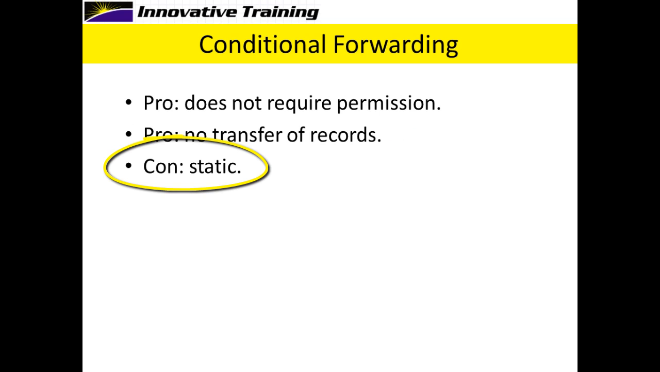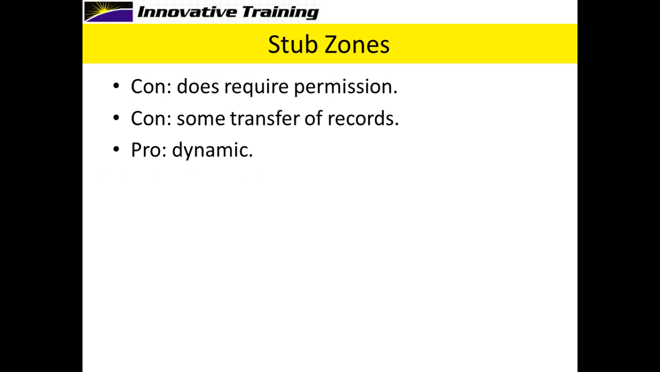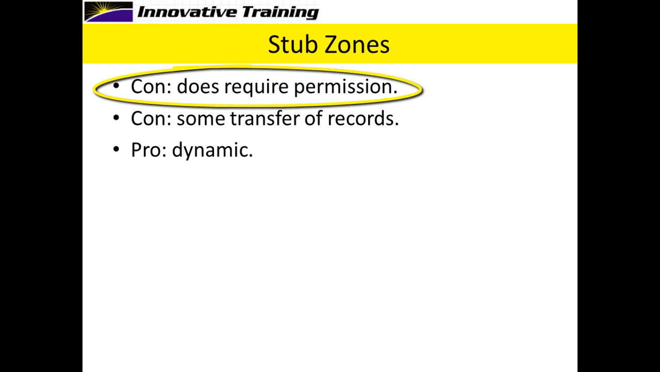So if the DNS servers at the other domain change their IP address, you have to manually go into DNS and update that conditional forwarding. Stub zones are exactly the opposite. So a negative or a con is that it does require permission. I need the person at that zone to go in and give me permission to have a copy of the zone, even if the only zone I'm going to take a copy of is a stub zone and it's just a very small fraction of the records.